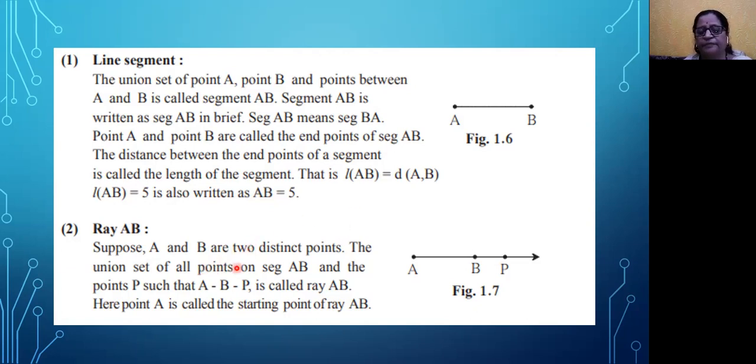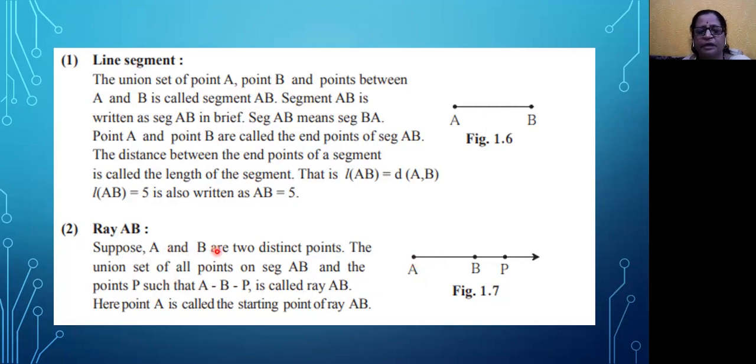Next, a ray. Here it is a ray. It starts from point A and it is ray AB. This AB is a ray and it extends on one side, and A is the starting point of this ray.